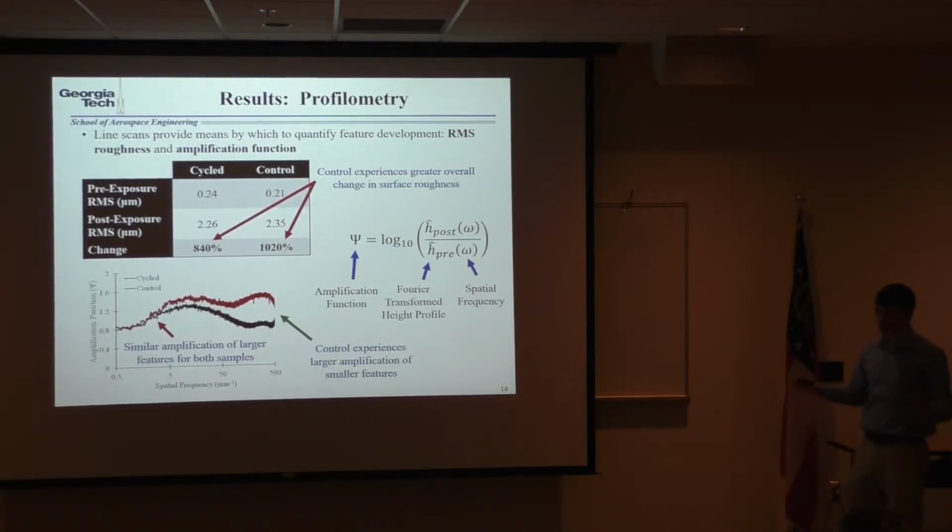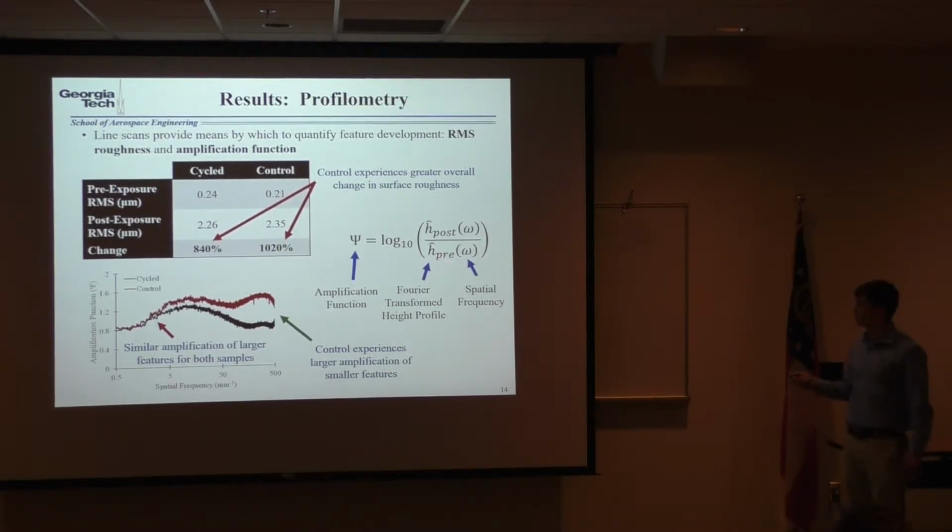I don't really understand why that would be happening or what that means. To further try to quantify that, we use something called an amplification function, which is literally just a comparison of the Fourier transform of the height profile after plasma erosion to the Fourier transform of the height profile before plasma erosion. And that's plotted over here.